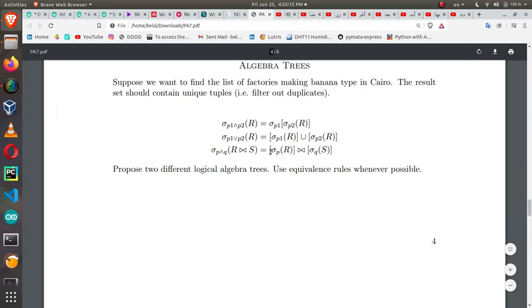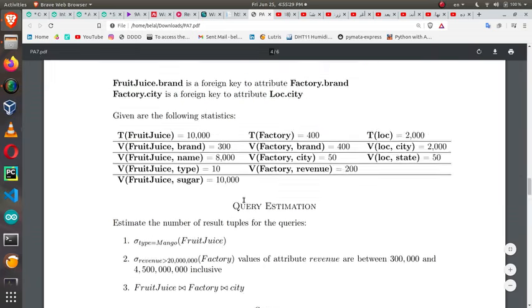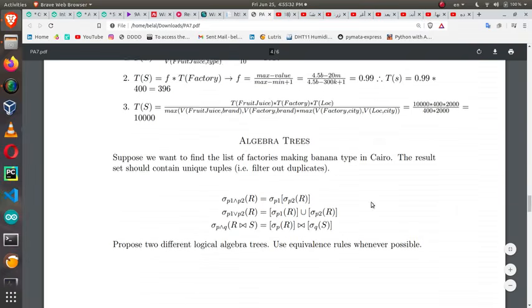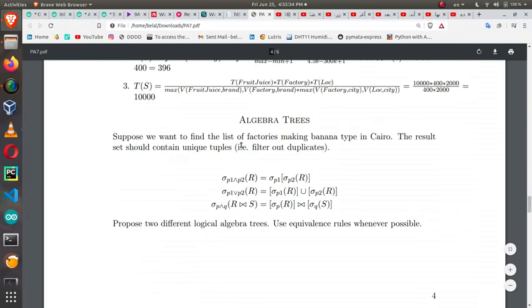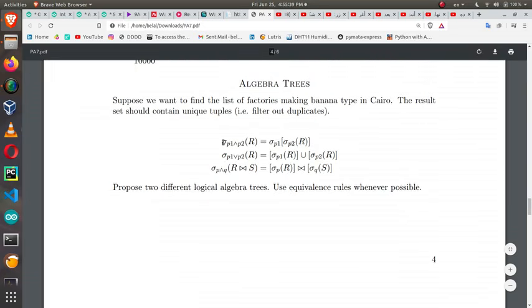The last question in this practice assignment is about proposing different logical algebra trees. Suppose we want to find the list of factories making banana type in Cairo. This is an extension for the previous problem. The result set should contain unique tuples, so we have to filter out the duplicates, and then he lists these three algebra equivalence rules to use to propose two different logical algebra trees.